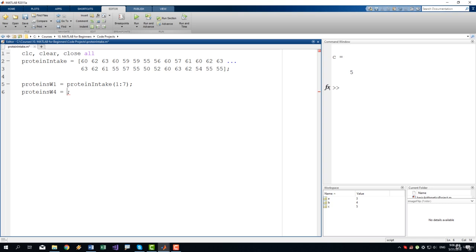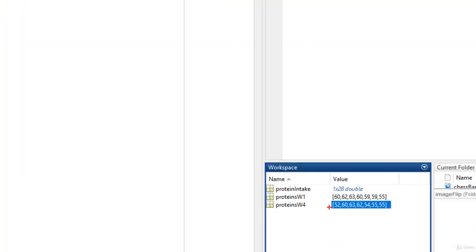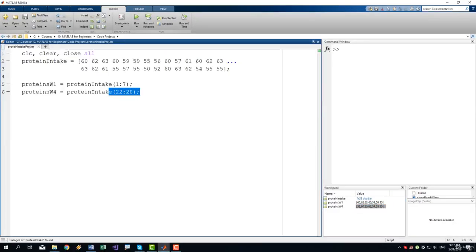Now, in this vector, we know that we have 28 days and 4 weeks. So we can simply do protein intake from 22 up to 28. It's going to work, as you can see down here, we have 7 values in both vectors, but this is not flexible. No matter how this vector changes, we are always going to get the first week here, but if we add additional values, we are no longer going to get the last week from this indexing operation.